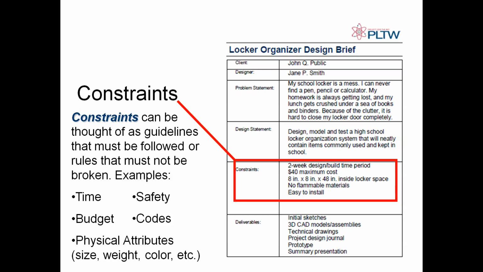So for this, we can see that there are certain constraints for this locker organizer. We have 2 weeks to build this. It has to be $40 maximum cost to make. It has a certain space it needs to fit inside the locker. It can't be any flammable materials in a locker, and then it has to be easy to install for this high school student.